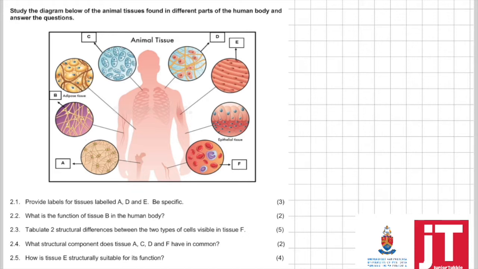But before we answer, you can see this question is out of 16 marks, and it has parts 2.1 to 2.5. Study the diagram below of the animal tissues found in different parts of the human body and answer the questions. Okay, no problem at all.